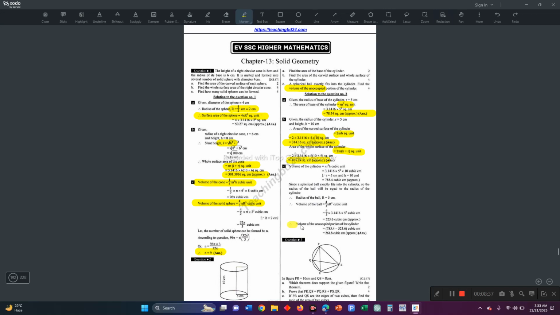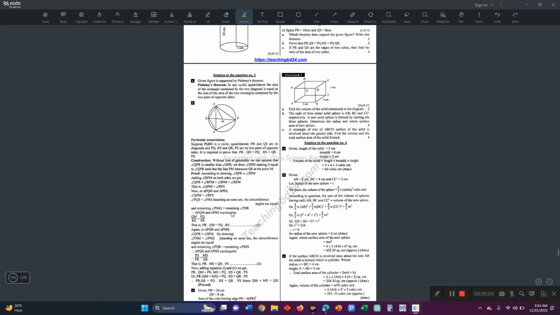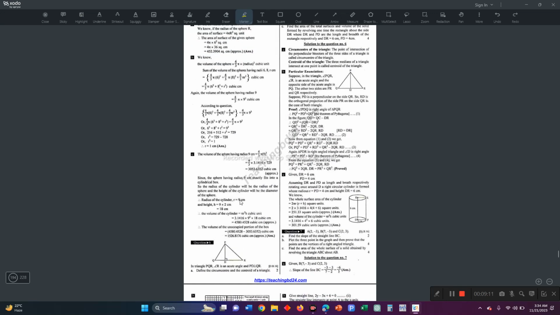Okay. Only by solving two questions, we have completed three solid shapes. One is the right circular cone. The second one is the sphere, and I think we have completed all the formulas for all the parameters of a sphere. And last, we have practiced the formulas for the cylinder. Now we will do another math of the cylinder in question number 6.